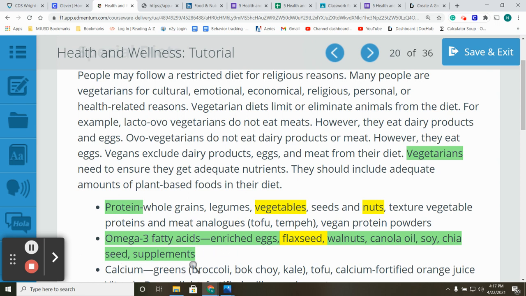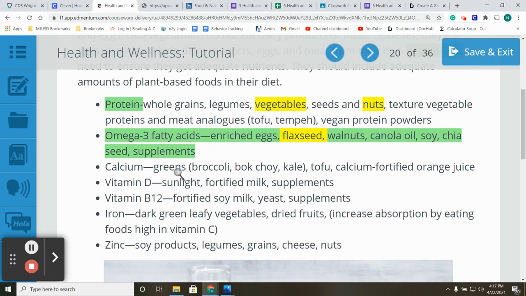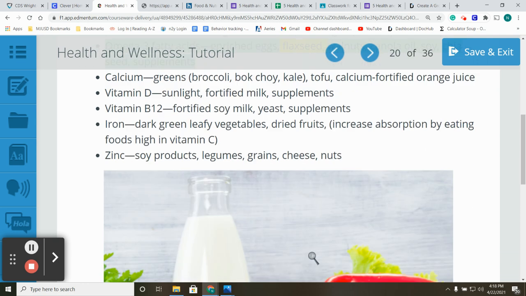Omega-3 fatty acids: enriched eggs or flaxseed, walnuts, canola oil, soy, chia seed, and supplements. Calcium: greens, broccoli, bok choy, kale, tofu, calcium-fortified orange juice. Vitamin D: sunlight, fortified milk, supplements. Vitamin B12: fortified soy milk, yeast, supplements. Iron: dark green leafy vegetables, dried fruits; increase absorption by eating foods high in vitamin C. Zinc: soy products, legumes, grains, cheese, nuts.